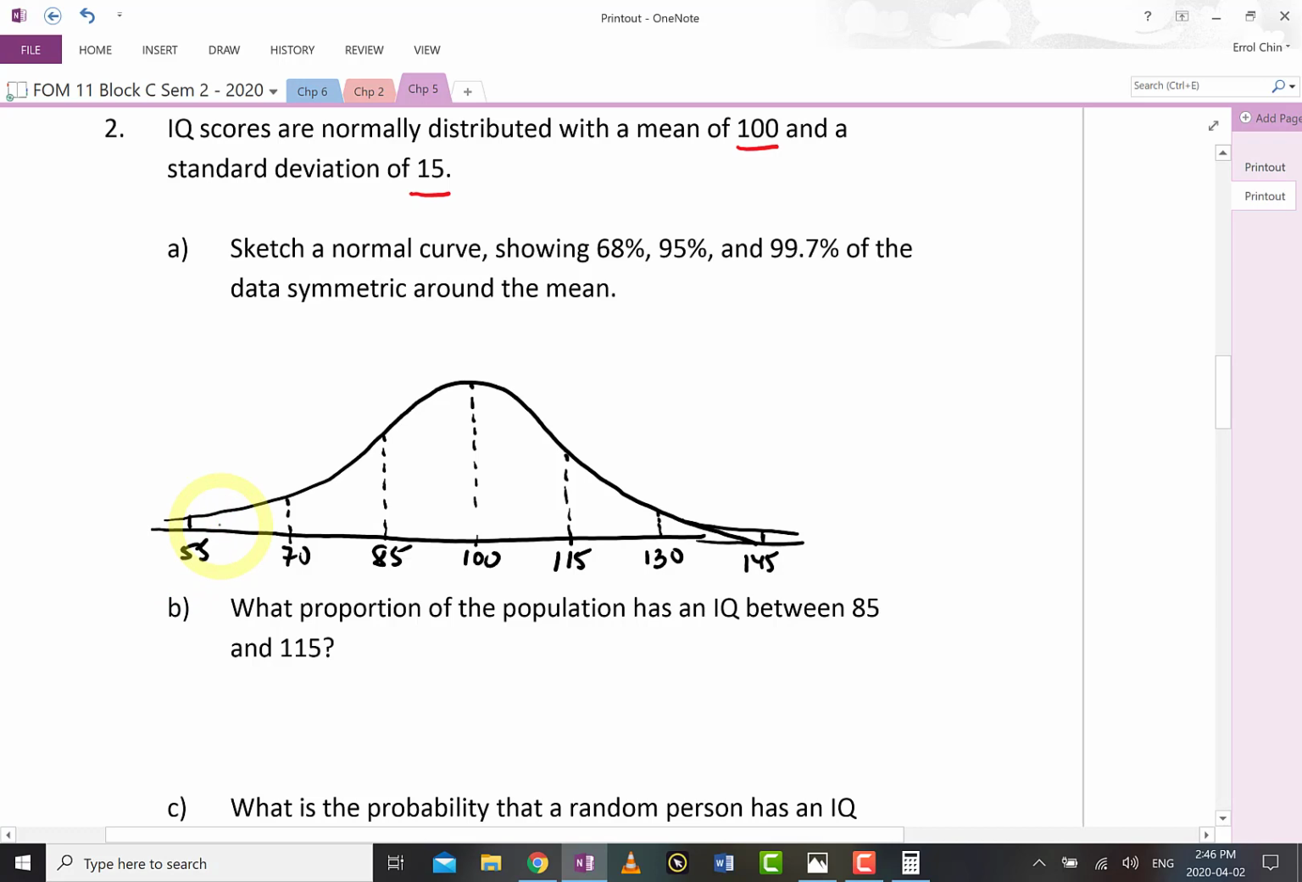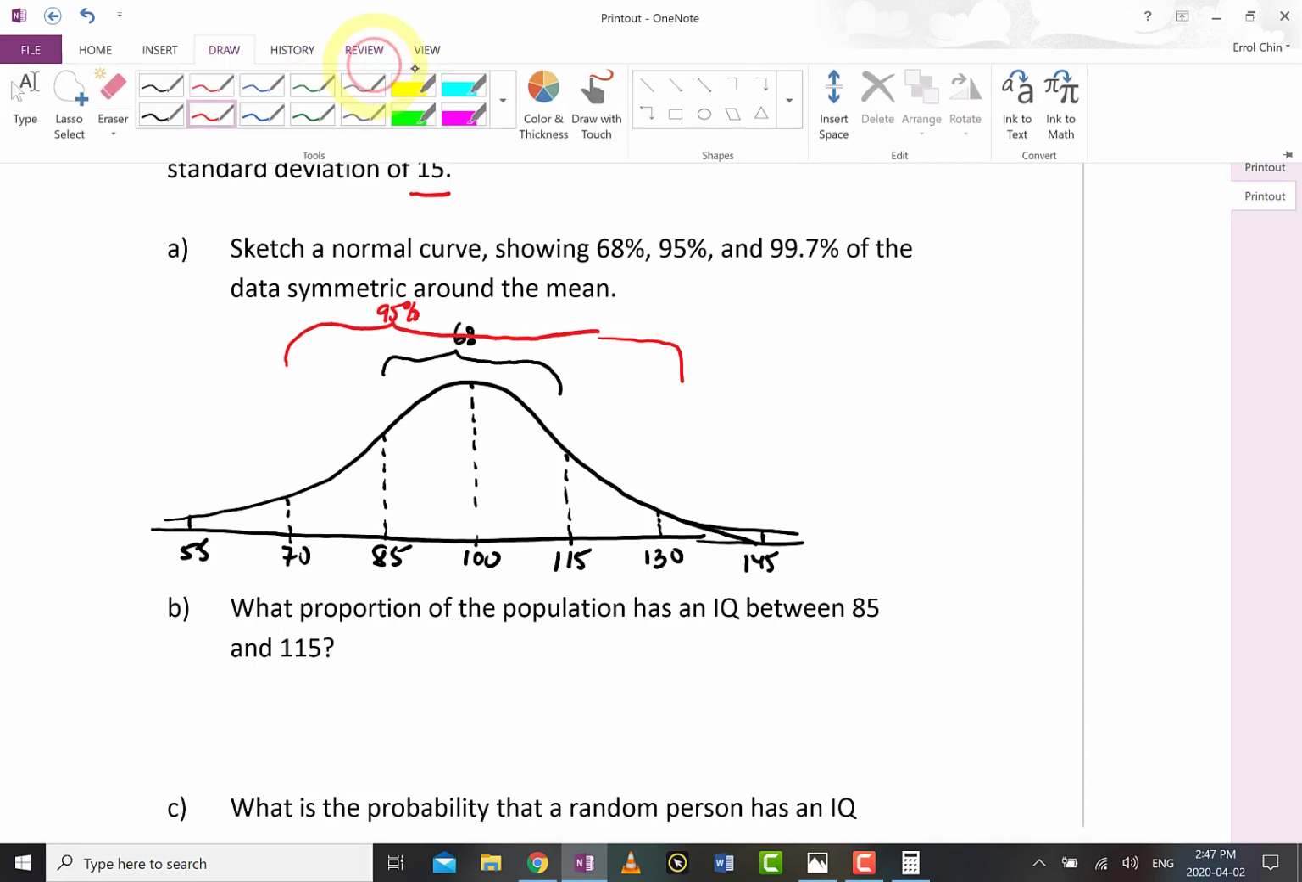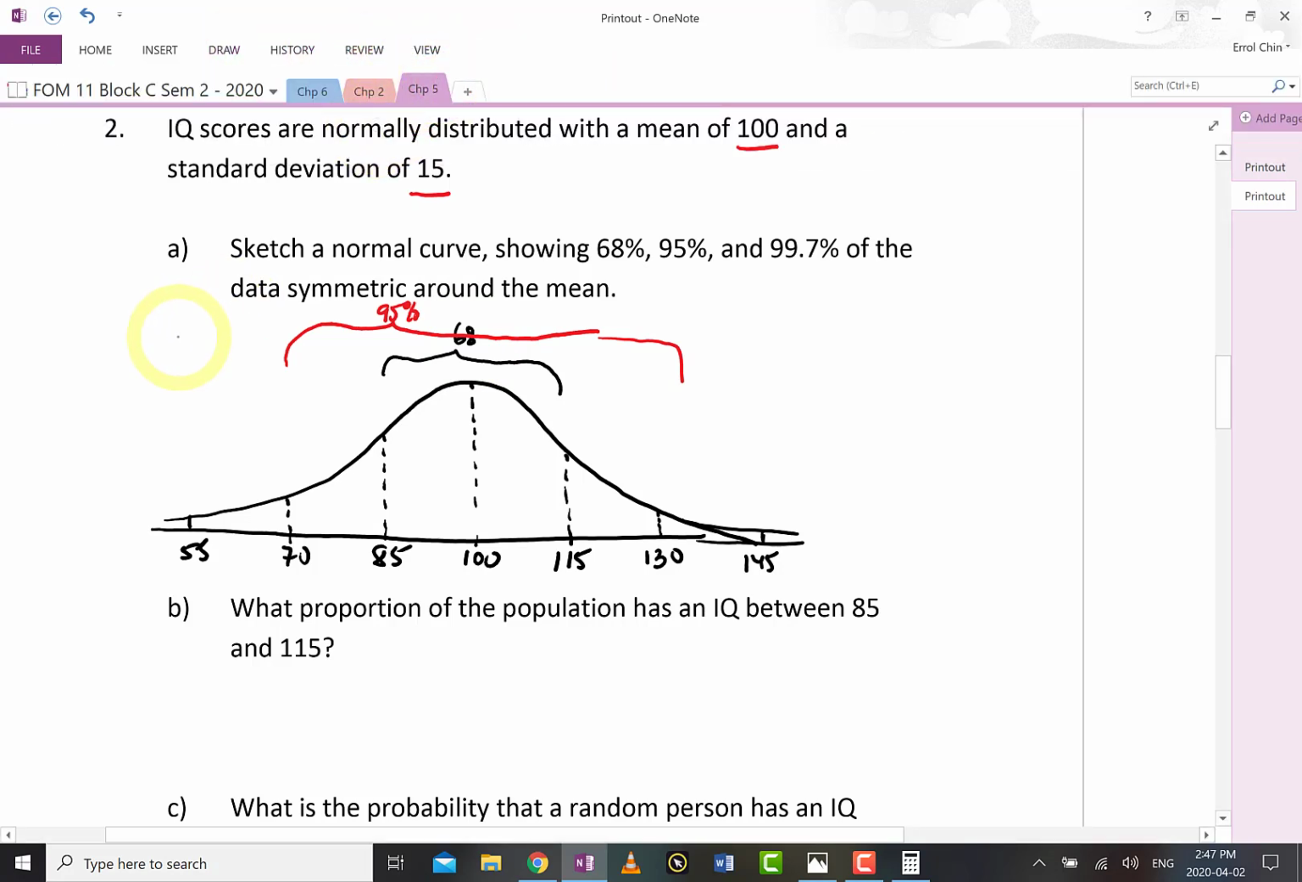Okay. Now we know that this area between these 2 points totals up to 68%. Between an IQ score of 70 all the way to 130, that's going to be 95% of the population. And then plus or minus 3 standard deviations, I apologize for the overlap in color, that's going to be roughly 99.7%.